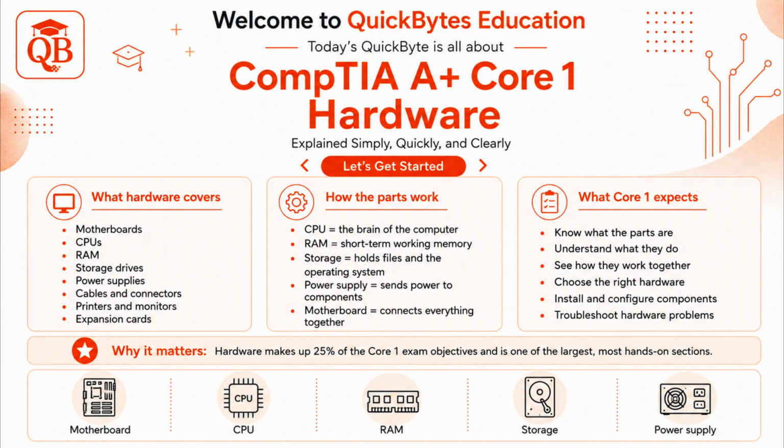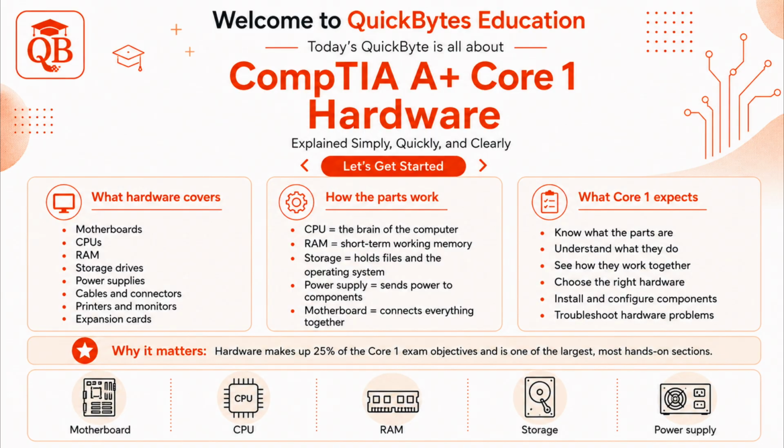Another major Core 1 topic is hardware. This includes motherboards, CPUs, RAM, storage drives, power supplies, cables, connectors, printers, monitors, and expansion cards. CompTIA lists hardware at 25% of the Core 1 exam objectives, making it one of the largest sections. This is the hands-on computer part. You learn what the parts are, what they do, and how they work together.